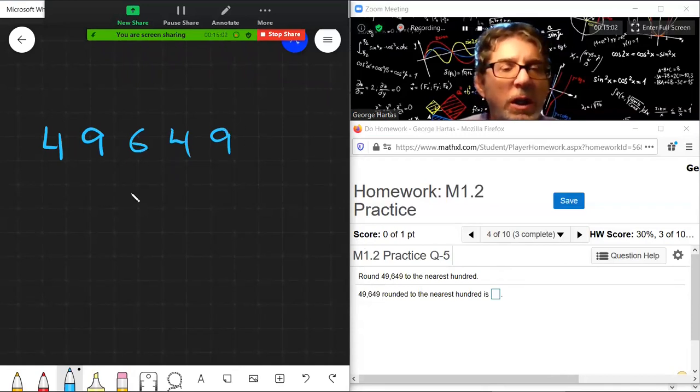Ones, tens, hundreds. We look to the digit to the right. Since this is a 4, we keep the 6. We don't add 1 to the 6, we keep it. This becomes 6.